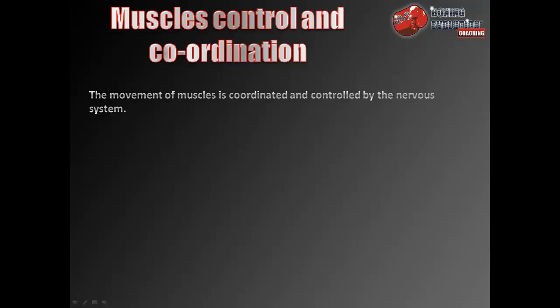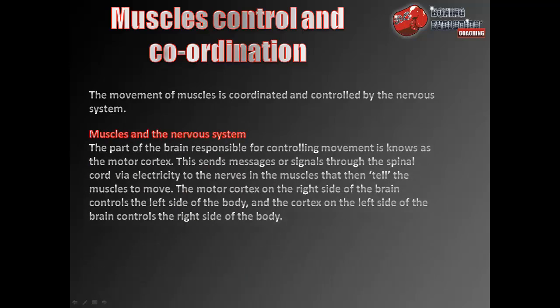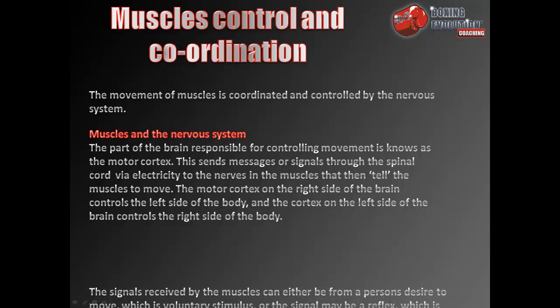Muscle control and coordination. The movement of muscles is coordinated and controlled by the nervous system. Muscles and the nervous system. The part of the brain responsible for controlling movement is known as the motor cortex. This sends messages or signals through the spinal cord via electricity to the nerves in the muscles that then tell the muscles to move. The motor cortex on the right side of the brain controls the left side of the body, and the cortex on the left side of the brain controls the right side of the body.